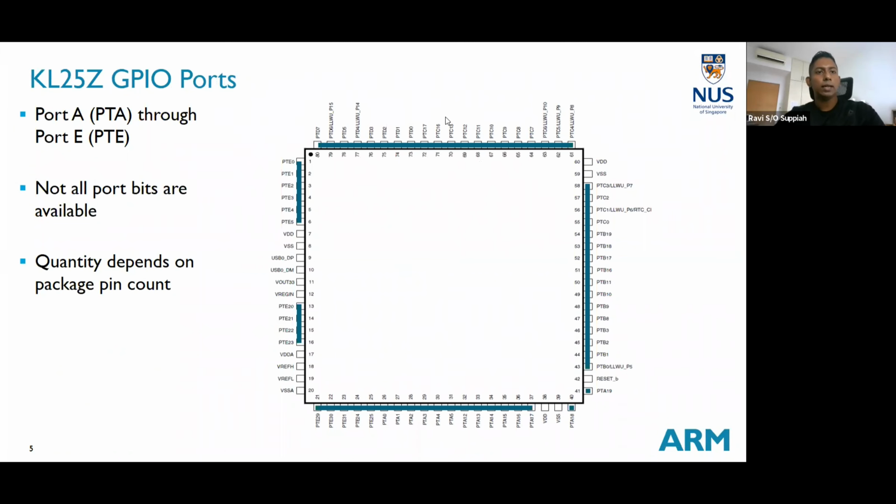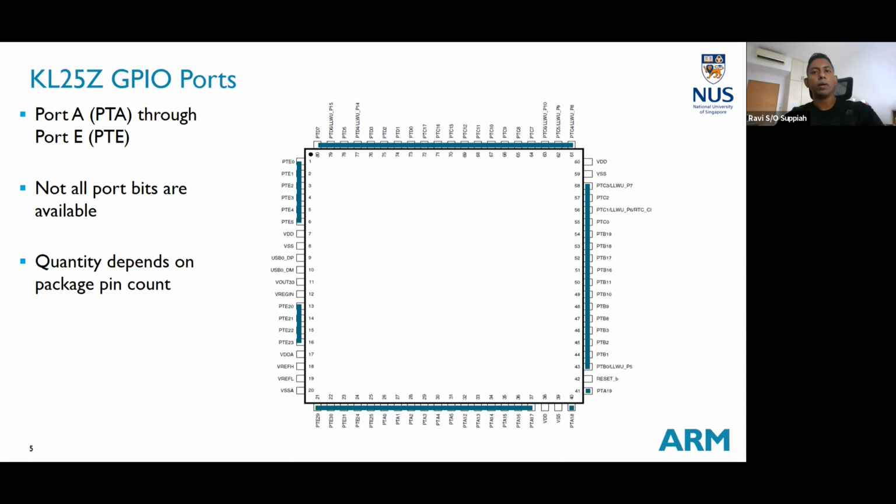This is the KL25Z microcontroller. There are many ports, port A to port E, and each port has a lot of pins. If you want to design your own embedded board using this controller, of course, you can decide which port pins you want to bring out or tap out to your connectors and so on. But because we are using the Freedom board, certain IO may not be accessible, because they've already configured only certain pins to come out to the IO pins.